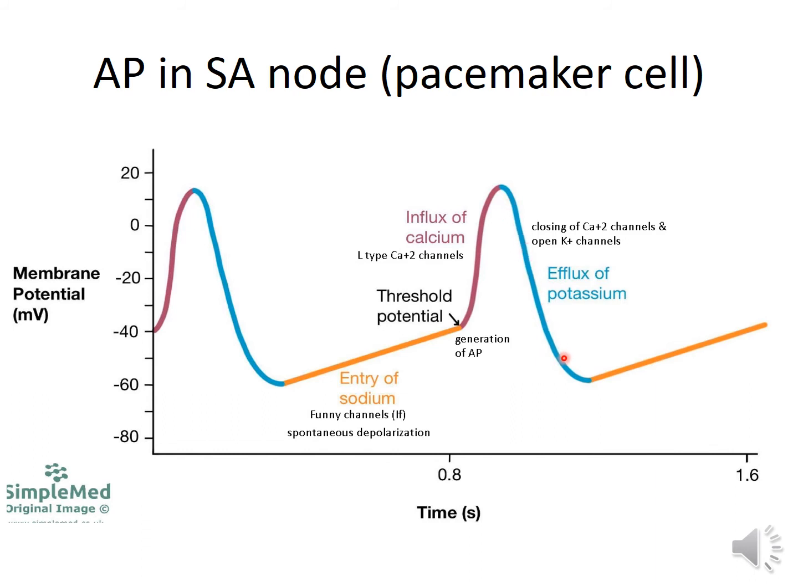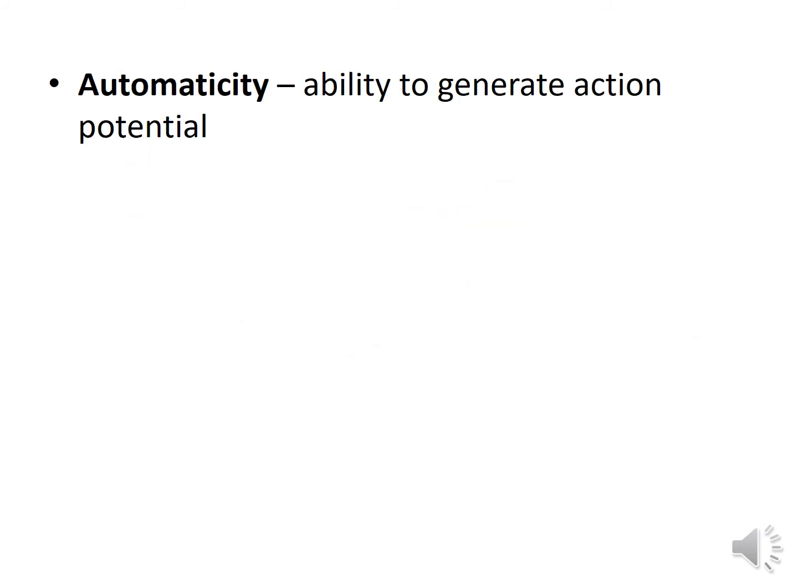And when the repolarization results in a fall in membrane potential to minus 60 millivolts, this triggers the opening of IF channels. These IF channels are leaky channels through which sodium ions leak inside the membrane, resulting in spontaneous depolarization. Thus, the cycle goes on spontaneously, resulting in spontaneous generation of action potential, and this characteristic is known as automaticity.